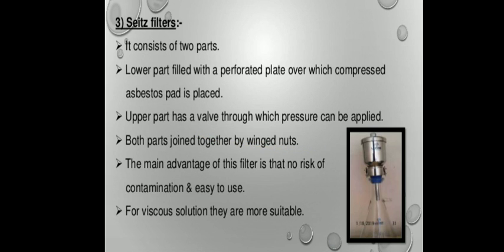Next one is your SIDS filter. SIDS filter you can see in this diagram. It generally contains 2 parts. The lower part is filled with the perforated plate, मतलब प्लेट जिसमें different types of pores present होते हैं, and it is compressed with the asbestos pad which is placed on it, and the upper part has a wall through which the pressure can be applied.